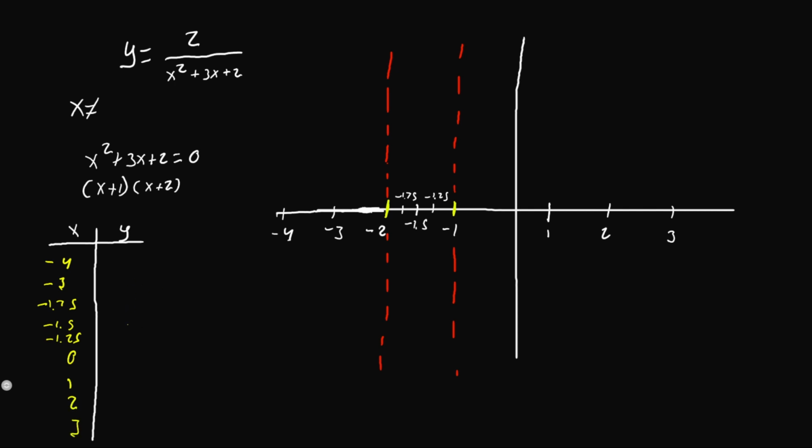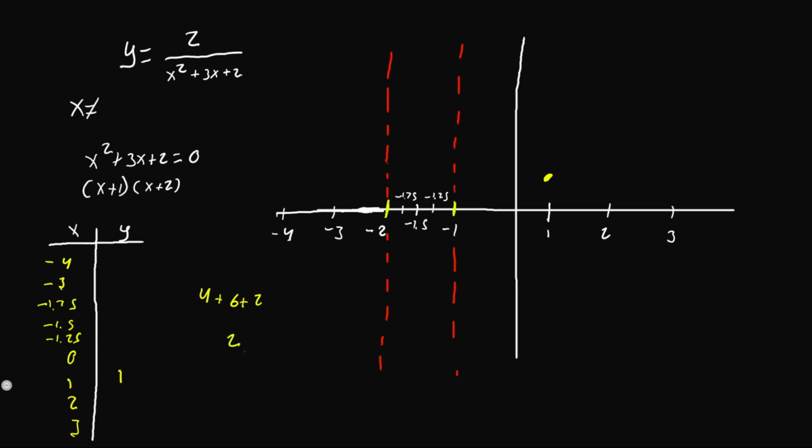So we have quite a few values to plug in, but we're going to go ahead and see the easiest ones first, which is 0, 1, 2, and 3. So when x is equal to 0, we see that our quadratic is going to have a value of 2, and 2 divided by 2 is going to be 1. So we're going to have a y value of 1 as well. So it goes here. And when x is equal to 2, we have 4 plus 6 plus 2, which is 12.